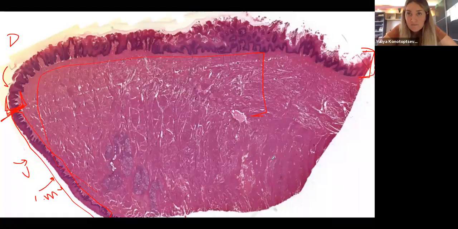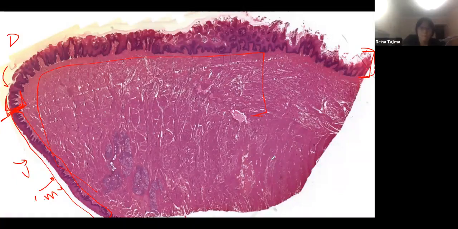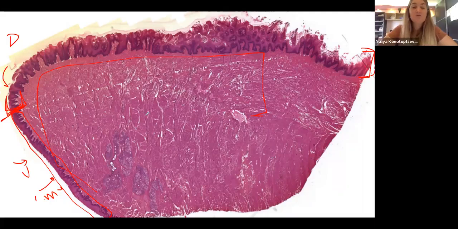Which kind of muscle? Skeletal muscle. How do you know that this is a skeletal muscle? Well, again, I need the tongue to talk. Okay, I'm in control of my tongue right now, so definitely this is a skeletal muscle.